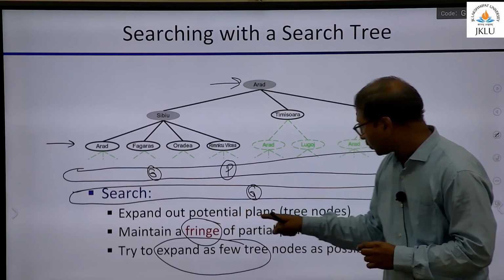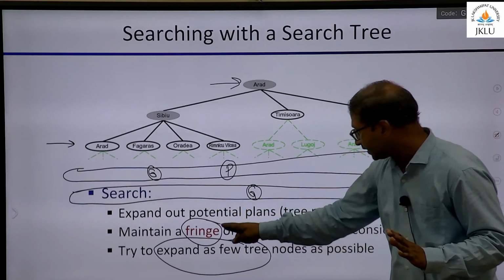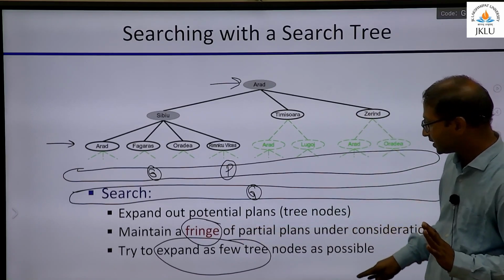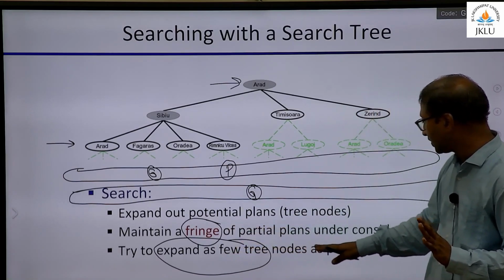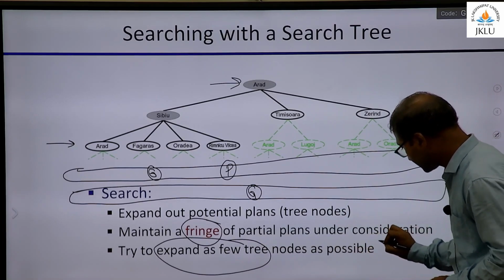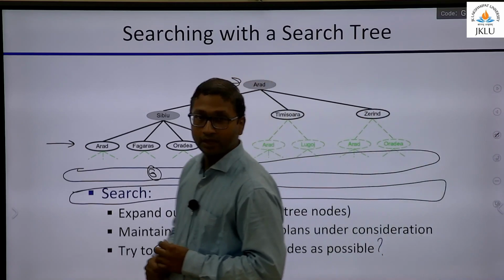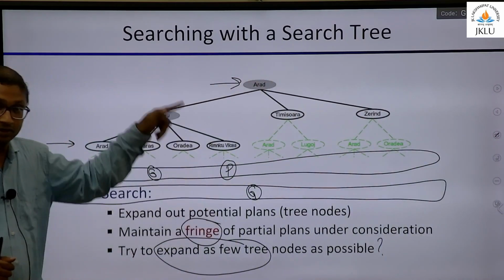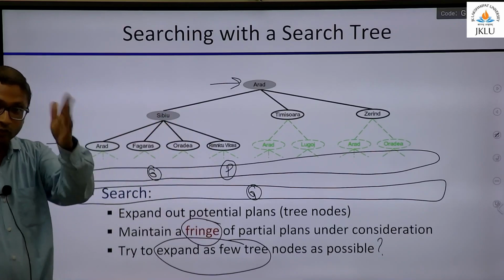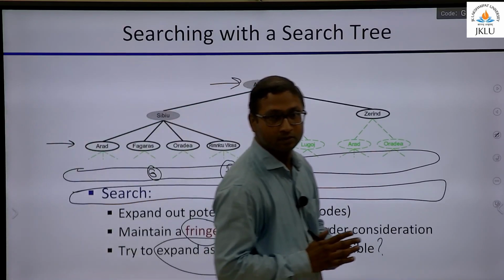So, expand out potential plans, tree nodes, maintain a fringe of partial plans under consideration, and try to expand as few tree nodes as possible. This is a big question in front of us. How do we do that? Okay? Any questions on this? How are we doing this? If you don't understand this, you will not be able to do any question in the midsem. Yes.